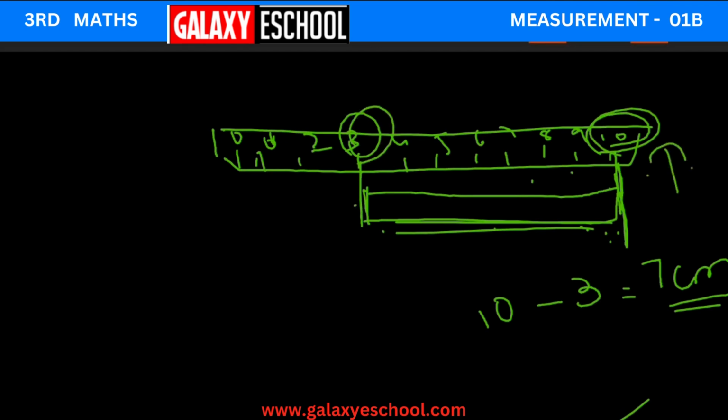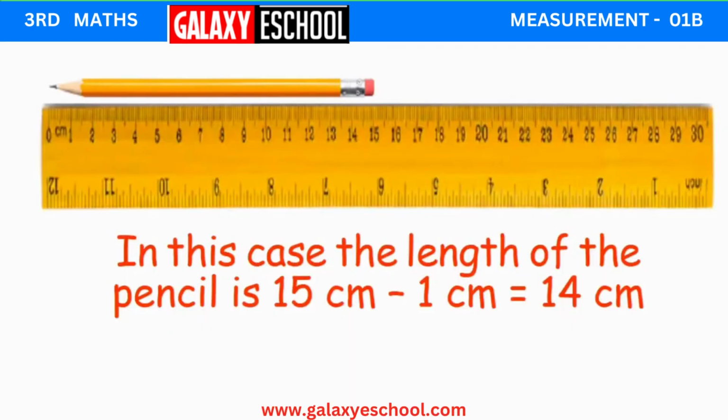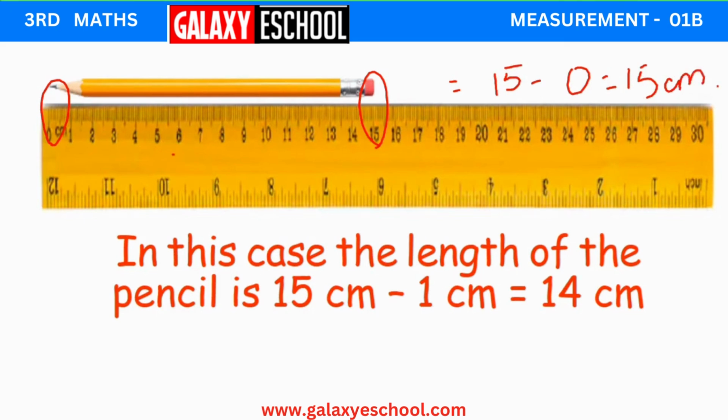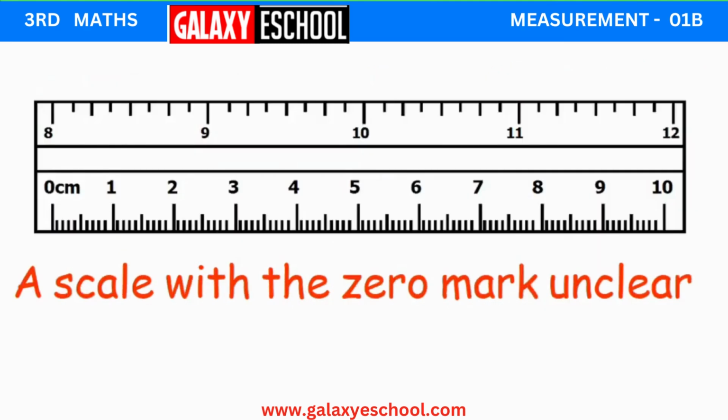Here the end point is at 10 and here it is at 3. The bigger number minus smaller number. Now suppose you have one like this. Here we have one end point at 0 and the other end point at 15. Again you can apply the same rule. 15 minus 0 is equal to 15 centimeters. Yes, so this is how we measure the length of a given object using a scale.